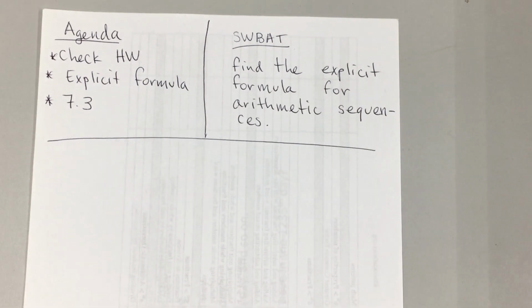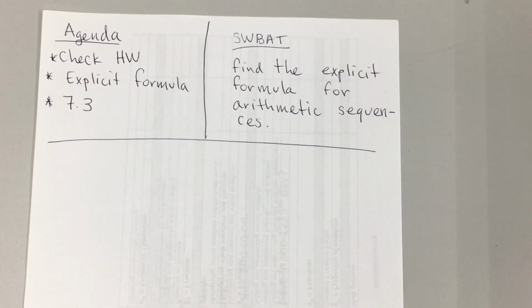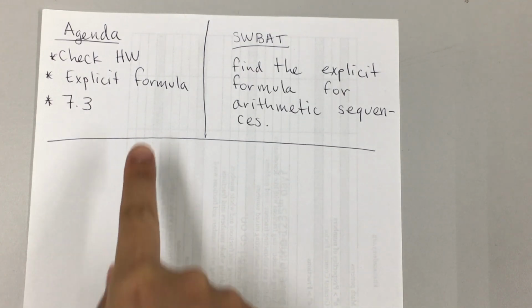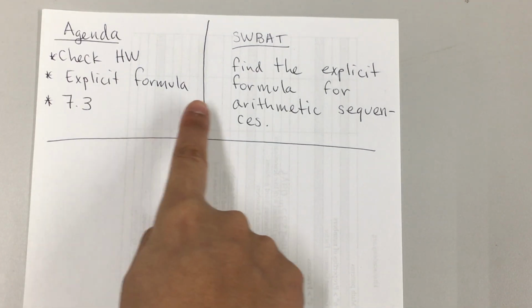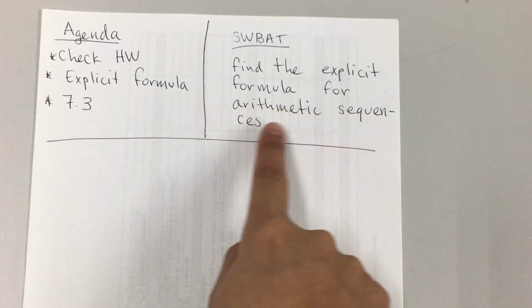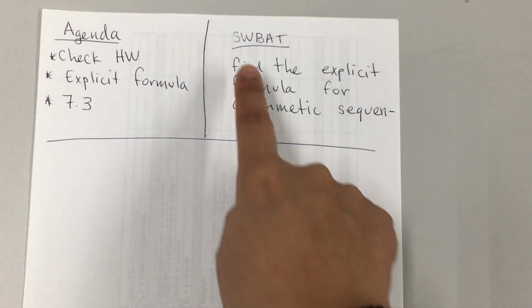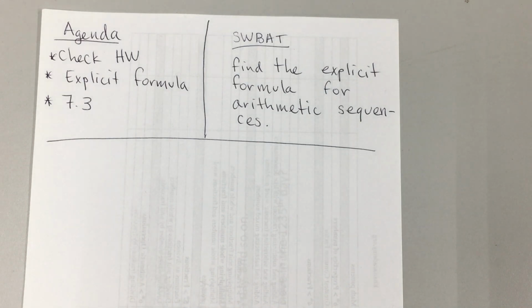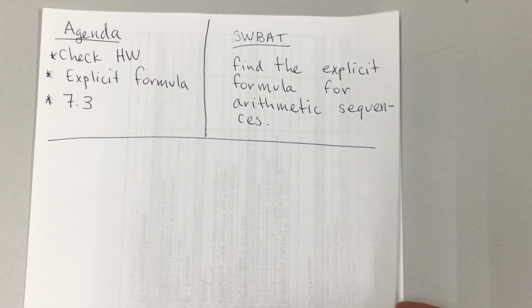Hello students, today's agenda is to check your homework. We're going to be writing the explicit formula, and you will be able to do 7.3. The explicit formula is going to be specifically related to arithmetic sequences. So today students will be able to find the explicit formula for arithmetic sequences. And so let's start with a scenario.